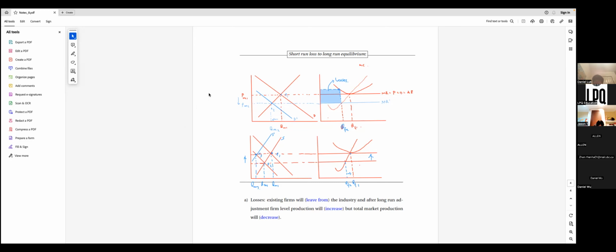Okay, so finally here, we end up here. Your demand curve can be tangent with ATC again. So at that point, you make no profit. You make no more profit. If I need to add some arrows here.